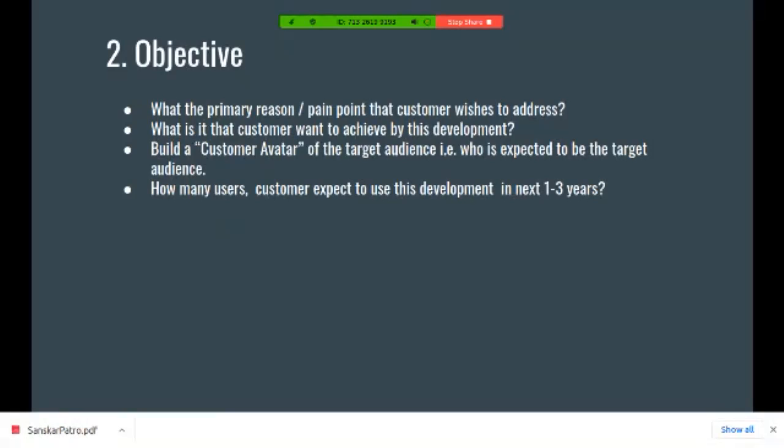Build a customer avatar of the target audience. That is, who is expected to be the target audience? This really helps in understanding who the target customer audience of your customer is, whether it's people within age 18 to 24, whether it's an old age group, whether it's an industry looking for that website, and how many users the customer expects to use this development in the next 1 to 3 years. This will help you in taking decisions on hosting, where to host, and how many queries or inquiries to address at one point of time.